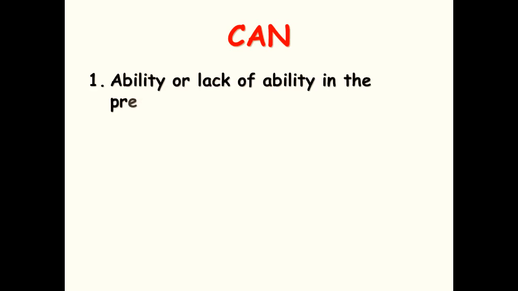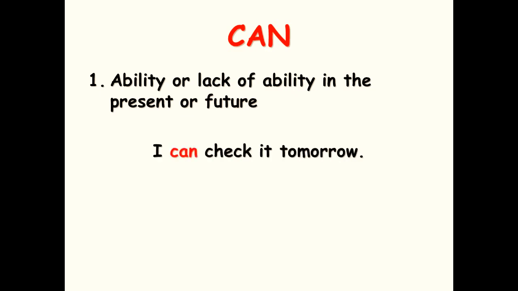Let's look at the usage of each of these modal verbs, starting with can. The first usage is to express an ability or lack of ability in the present or future. For example, I can check it tomorrow. They cannot dance, or they can't dance.